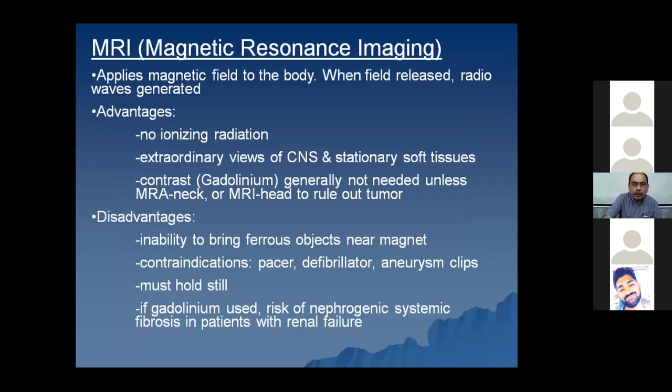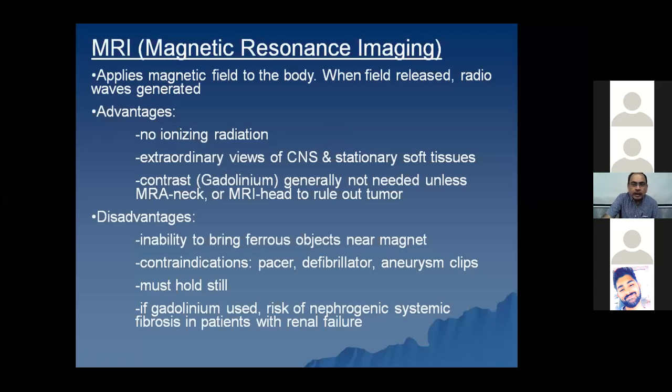MRI, one of the evolving modalities of radiology. The main advantage is that no ionizing radiation is involved. It is usually based on magnetic fields. It is very commonly used in the examination of the central nervous system. The contrast agent may be used in MRI as well for delineating the blood vessels.